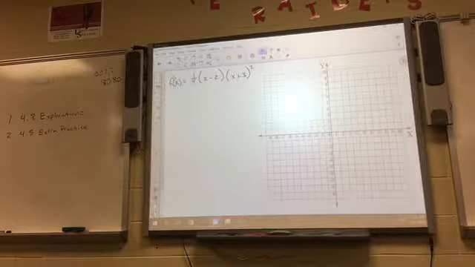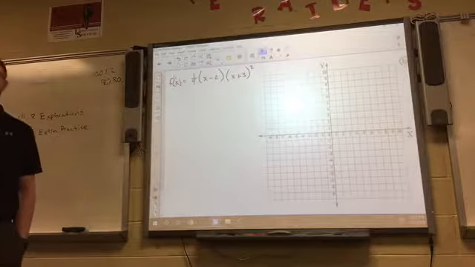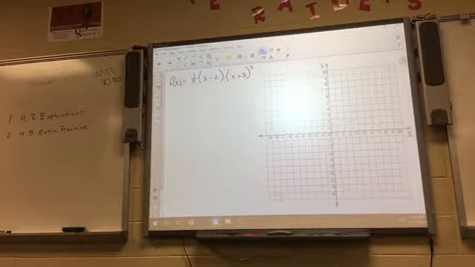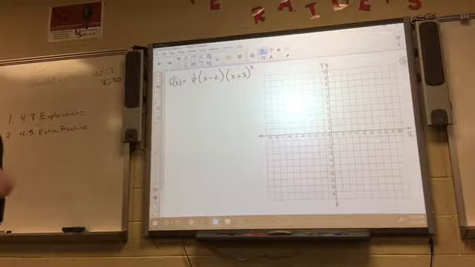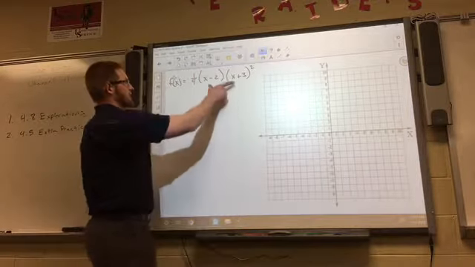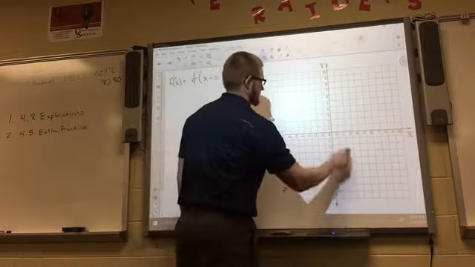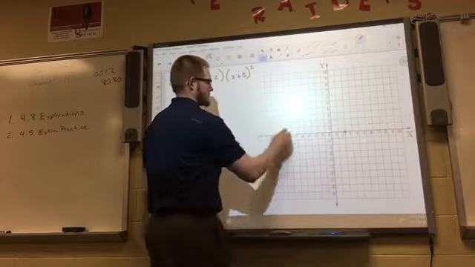The nice part about if they already have it factored some of the way is that I already know some of the zeros. What are some of the zeros for this function? 2 and negative 3. When I say zeros, I mean what? Crossing points for the x-axis. That's where it crosses the x-axis. So I'm going to go ahead and graph these because I know my function is going to cross there. One's at positive 2 and the other one's at negative 3.